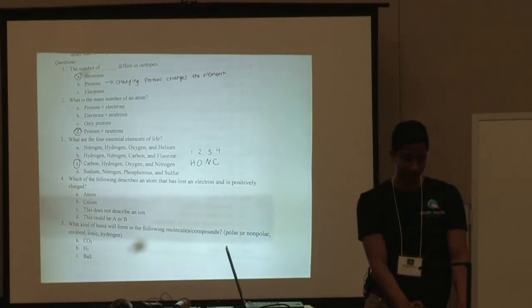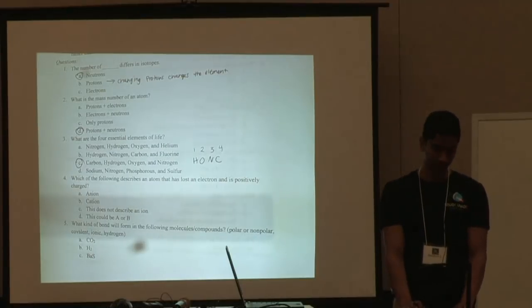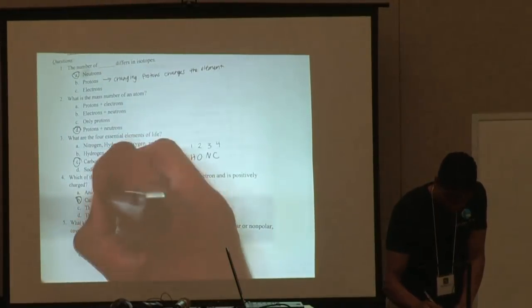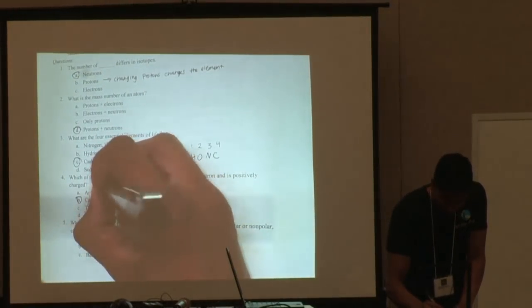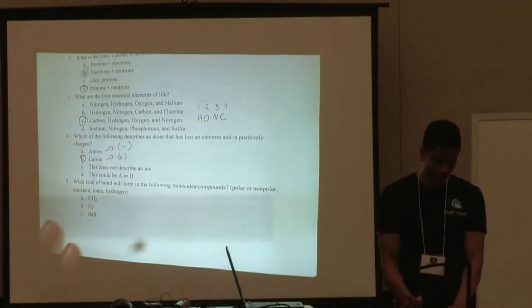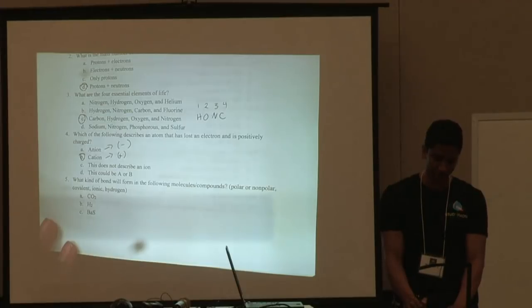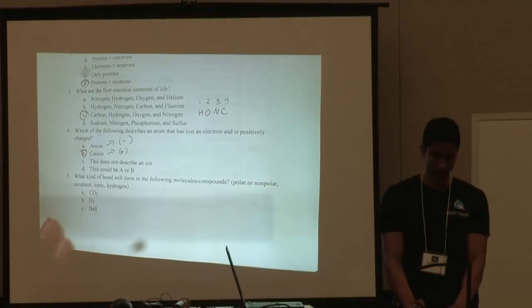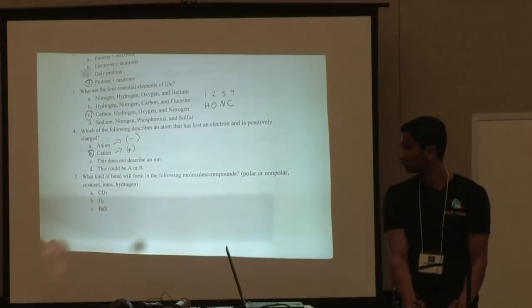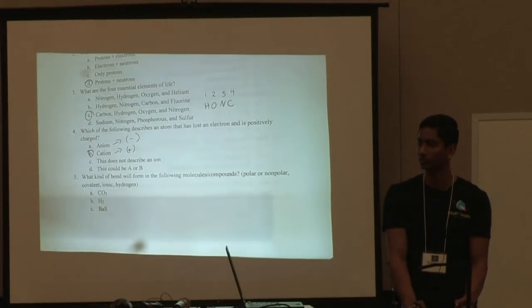Which of the following describes an atom that has lost an electron and is positively charged? Cation, good. Anions are negatively charged. All right, good. What kind of bond will form in the following molecules/compounds? Polar, nonpolar, nonpolar covalent, ionic, or hydrogen? So what is CO2? Polar covalent?